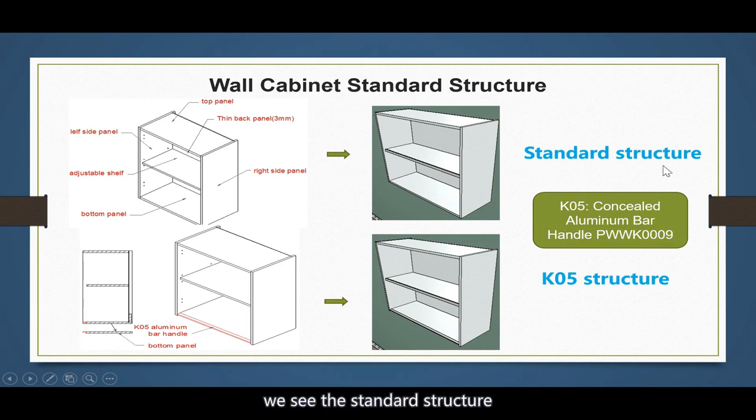So these are the basic two structures of the wall cabinets. This is the standard structure with the inward reduction shelves, the thin back panels, left and right side panels, the bottom panel, top panels, and the vertical shelf. For the second one, we go for the KO4 bar handles. The other parts are still the same. The only part, the bottom panel, is replaced by the KO5, which is the PWWK009 aluminum bar handle.